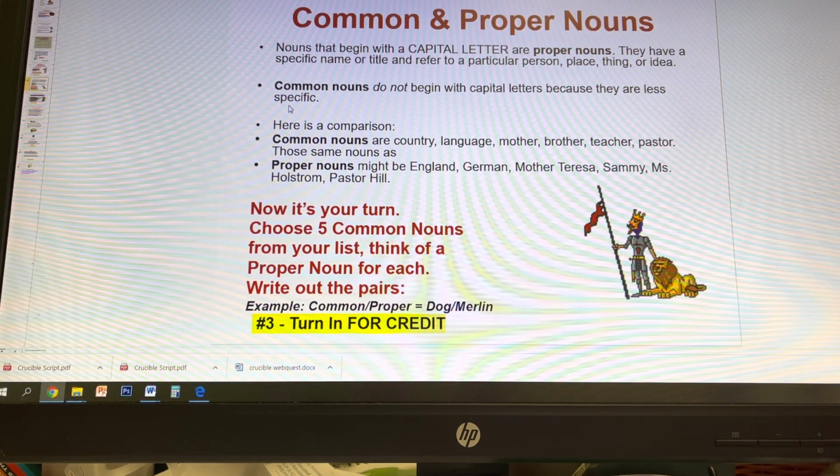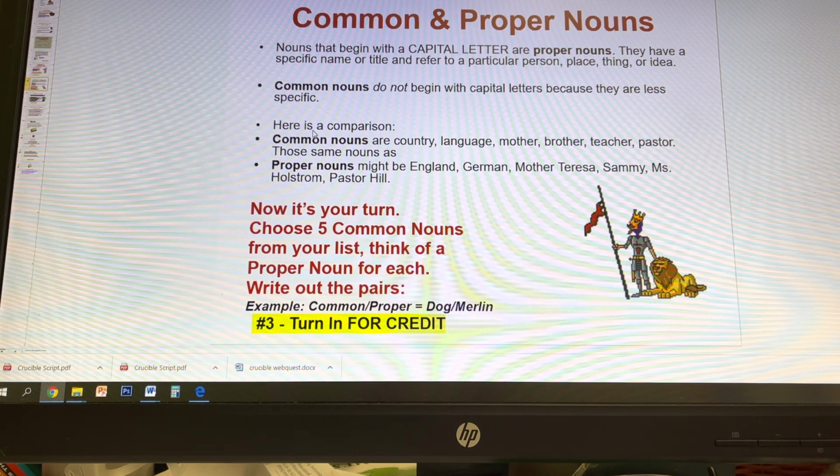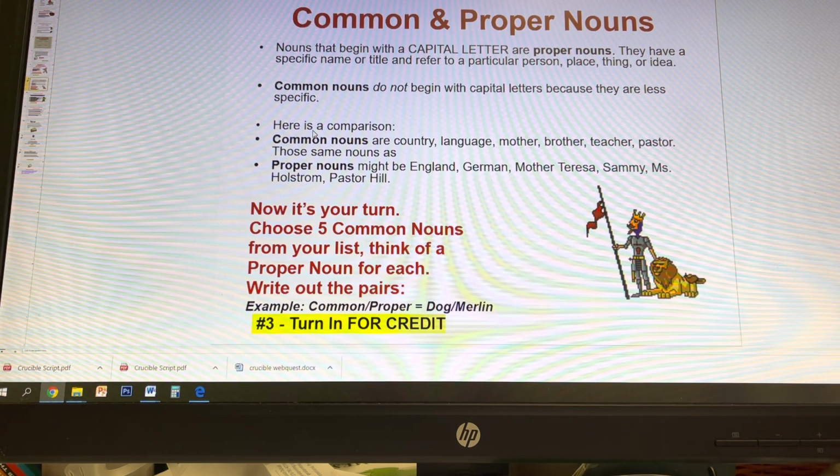They are less specific. So here's what I want you to think about. How many of you have ever been in Walmart and you hear someone yell mommy or mom, and all the women in the vicinity turn around? That would be a common noun.